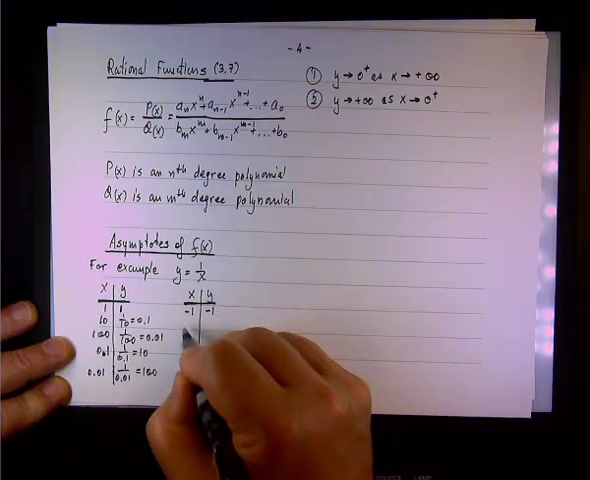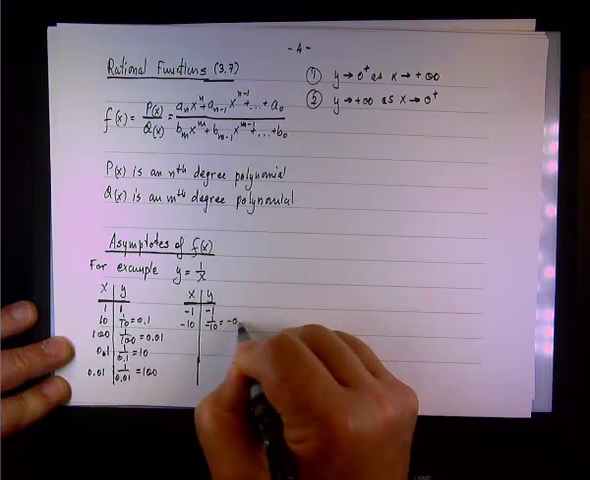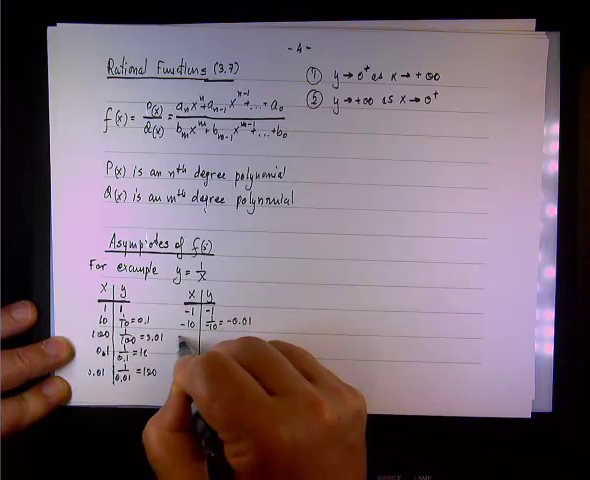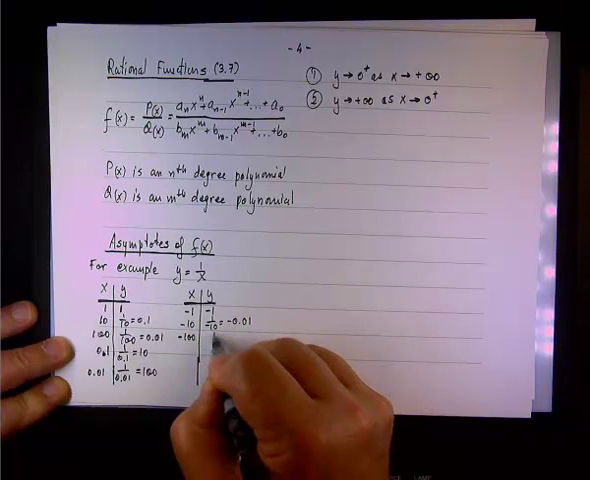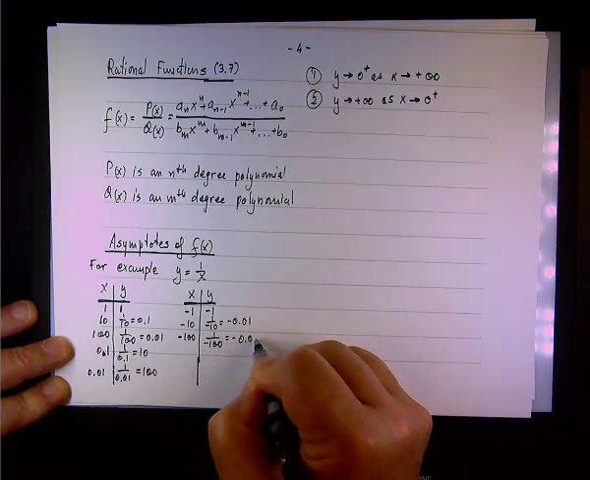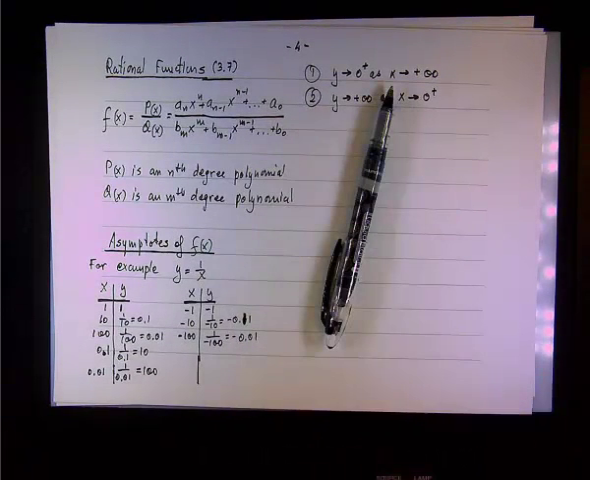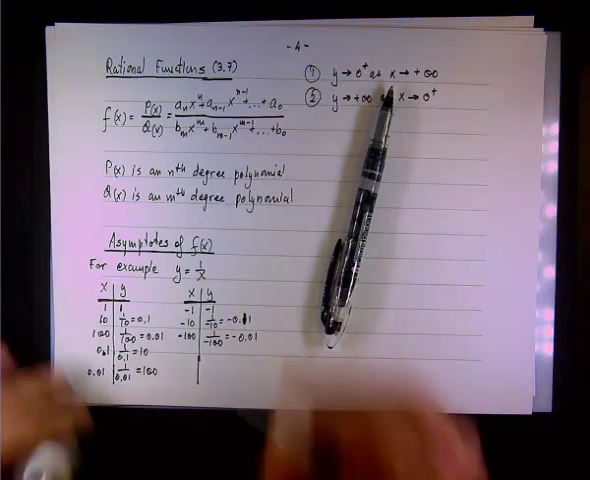All right, now let's deal with negative values of x. Let's start with -1. Well, 1 divided by -1 is -1. Let's go to -10. Well, 1 divided by -10 is -0.1. And if you go to -100, 1 divided by -100 is -0.01.